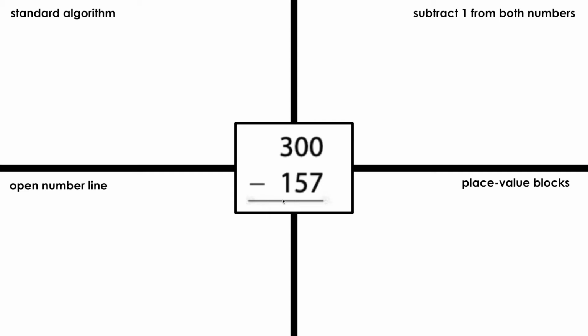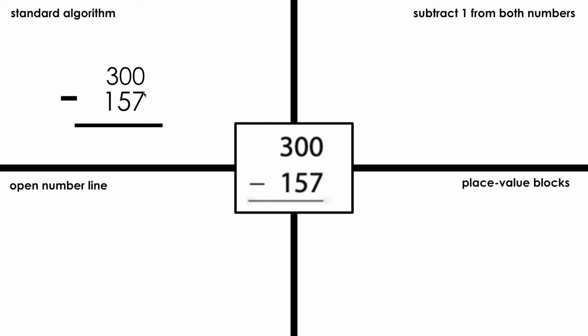300 minus 157. Let's subtract 157 from 300. Let's start using the standard algorithm. Let's write 300 minus 157. Let's take a look at the ones place. We need to subtract 7 ones from 0 ones. We notice that 0 is less than 7, so we can't subtract 7 ones from 0 ones.